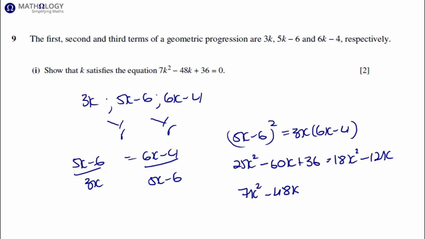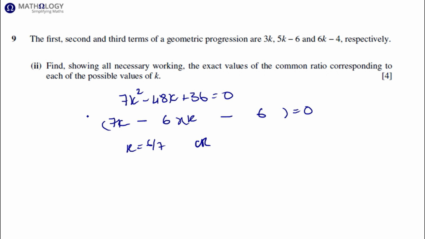We're now required to find the exact values of the common ratio corresponding to each of the possible values of k. So in other words, we're going to need to solve for k from this expression. So it factorizes: (7k minus 6) times (k minus 6). k equals 6 over 7, or k equals 6.